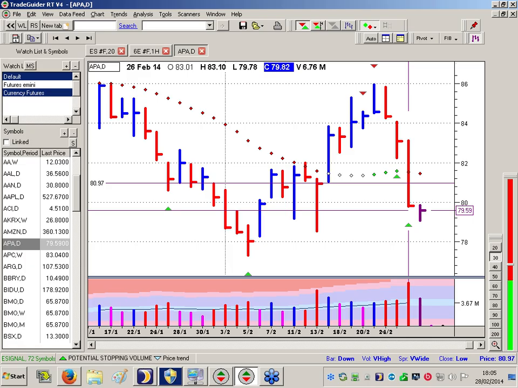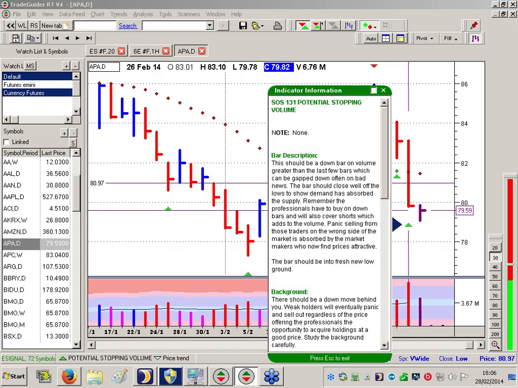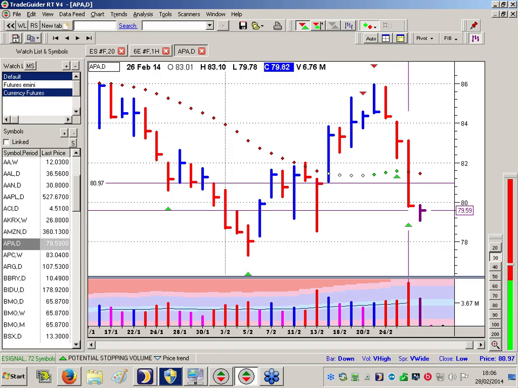Although we got a green signal appear here, it says potential stopping volume. Well, to me that looks like supply. It's probably going to continue whipsawing, but there's nothing clear there to me that would excite me to say, right, I'm going in buying that.